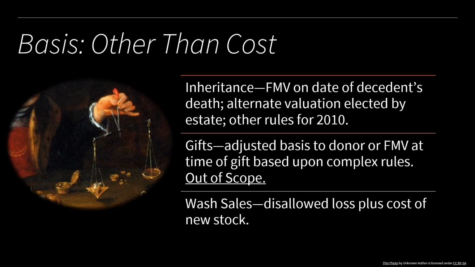Sometimes the basis is something other than cost, and that can happen with inheritance, gifts, or in the case of a wash sale. With inheritance, typically speaking, the basis will be the fair market value on the date of the decedent's death. So whomever our taxpayer inherited this property from, the value on the date of that death will be the basis.